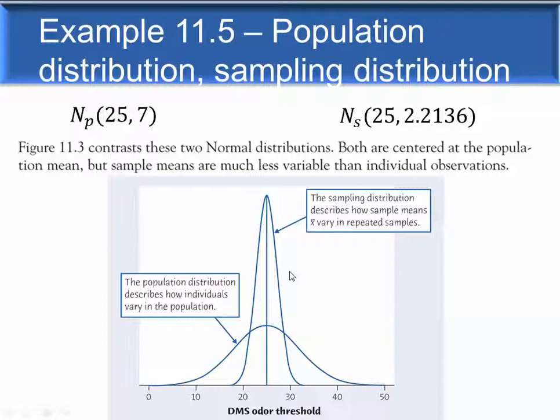That's because all of the different means of all of those different samples are much closer to the actual mean of the population than all of the individual values within that population. So the sampling distribution is always going to be narrower. The standard deviation of the sampling distribution is always going to be smaller, because by sampling all of those different groups of 10, we're getting a much more precise measure of the mean.